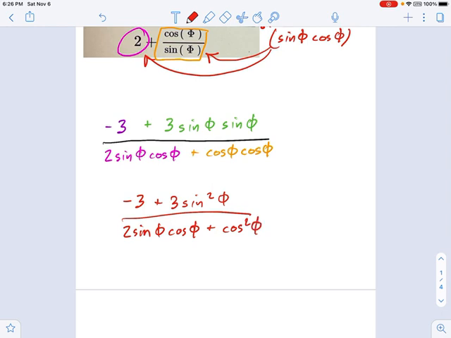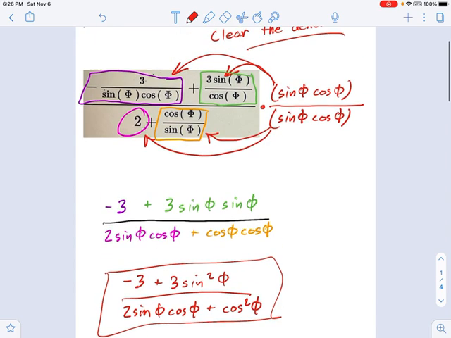Okay, almost didn't even need to write this, but this is how we deal with compound fractions. We find a crazy one and multiply it by every term in the compound fraction to clear the denominators.